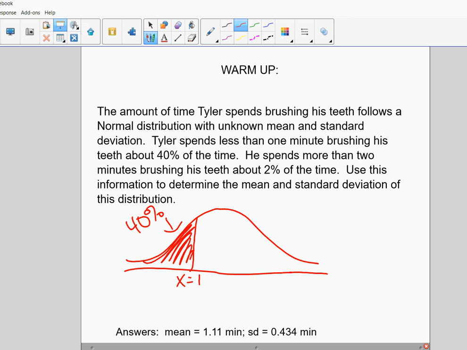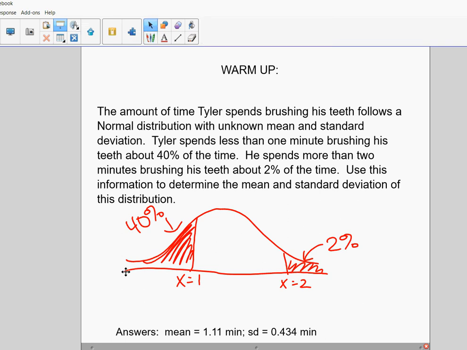And then he spends more than 2 minutes brushing his teeth about 2% of the time. So here's 2 minutes. He only does that about 2%, okay? So you're going to have to look up z-scores that match up with those percentages, and you're actually going to have to solve a system of equations, okay?